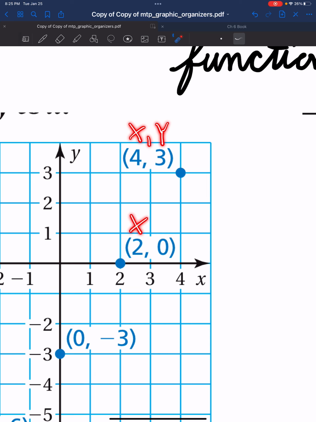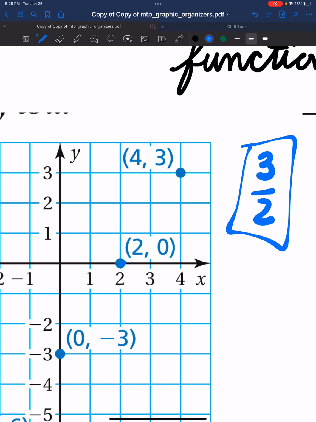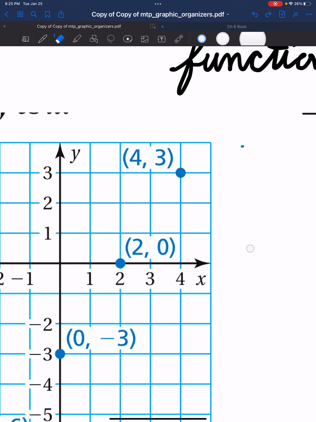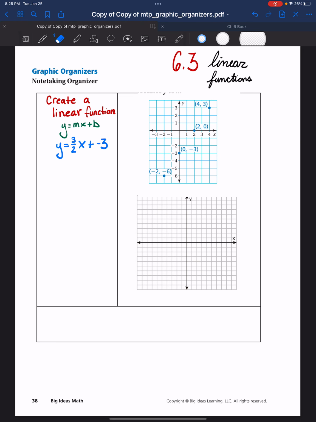So if I said I want the change in y's, I'm going to take 3 minus 0. What is 3 minus 0? 3. Okay. Now I'm going to do the same thing, change in x's. What is 4 minus 2? 2. Did I get the same slope that I got if I did rise over the run? Yeah. So remember, if they don't give you the graph, but they give you 2 ordered pairs, you can always find slope by finding change in y's over change in x's.